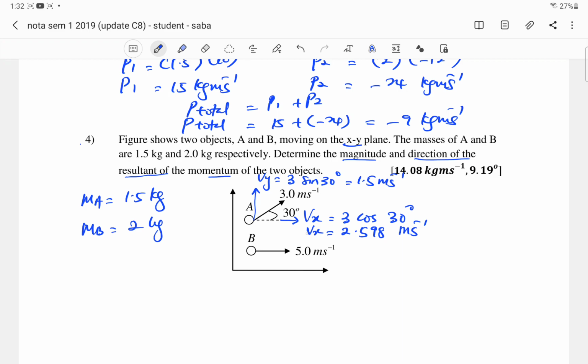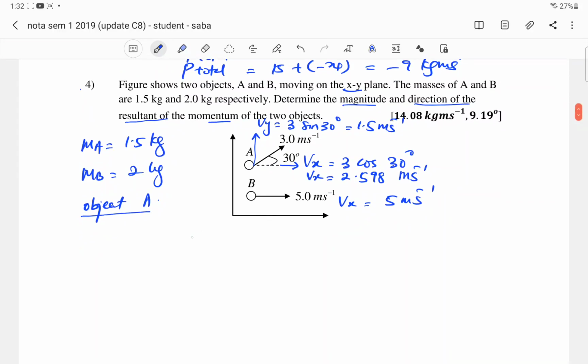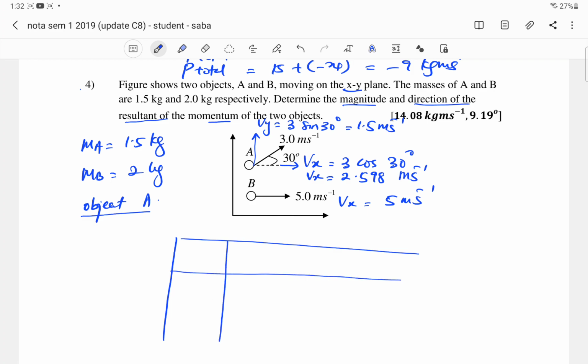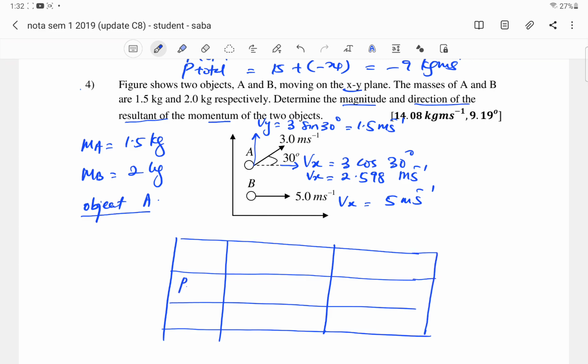Okay. So here is Vx, but only for object B, 5 meter per second. Okay. Then we find for object A first. We find momentum for object A. Momentum for object A, we have PAX. Okay, ataupun kita lukis lah. Kita buat macam ni. Lukiskan. Okay, ada dua lah. So kat sini, PA VB, X component, Y component.